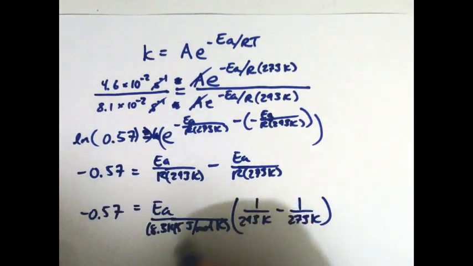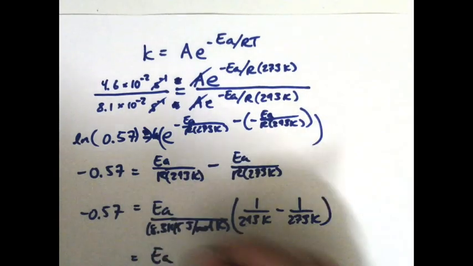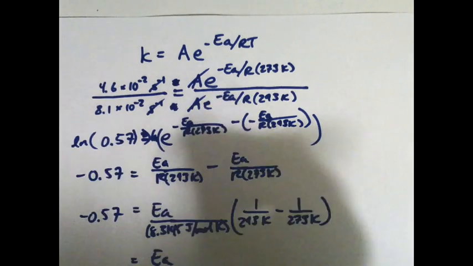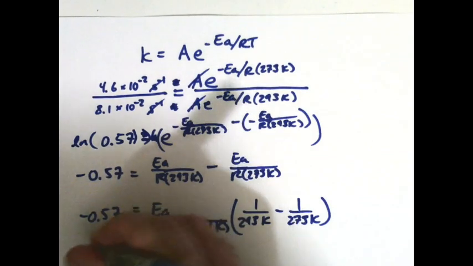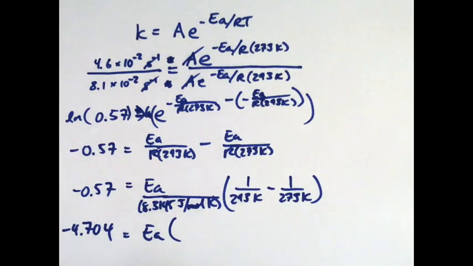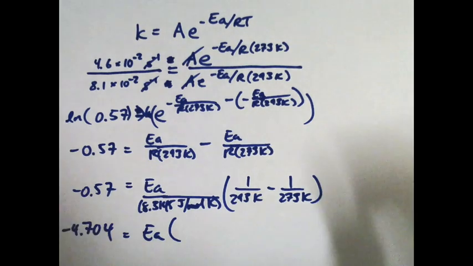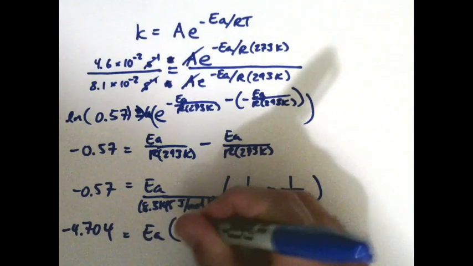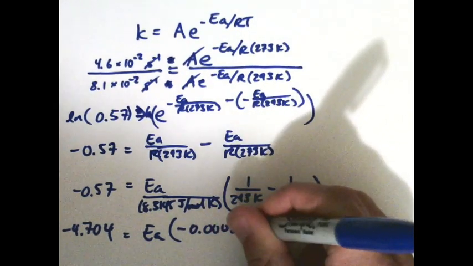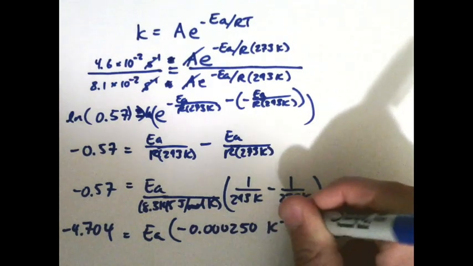I can multiply both sides by R, and I can solve for that. And so if I multiply my left side by R, I'm going to wind up with negative 4.704 equals EA times, and now 1 over 293 minus 1 over 273 is going to give me a very small number of a negative 0.000250. And that's in kelvins to the minus 1.